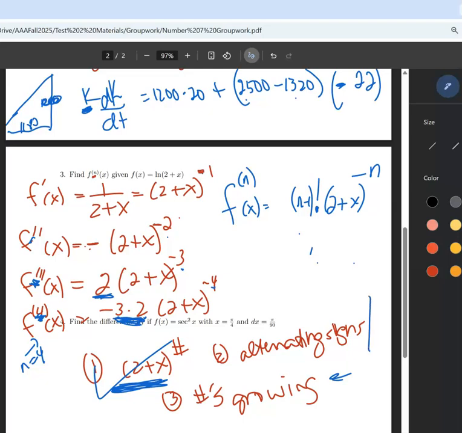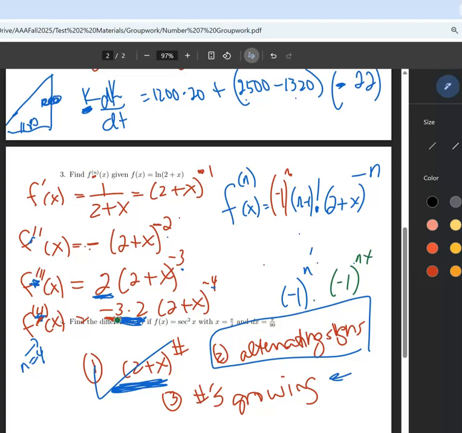And then for the alternating signs, I'm just going to tell you what to do. Try negative 1 to the n. So let's do it. I'm just going to put in negative 1 to the n and see if it works. When I'm plugging in n equals 4, negative 1 to the fourth, does it give me a negative number? Nope. Okay, so that one doesn't work.